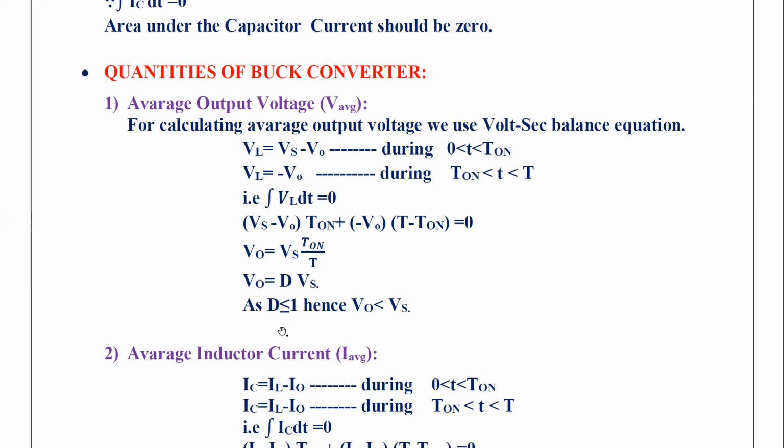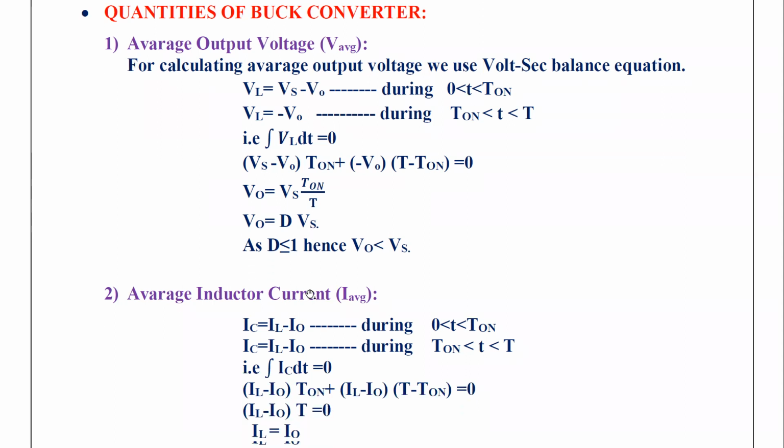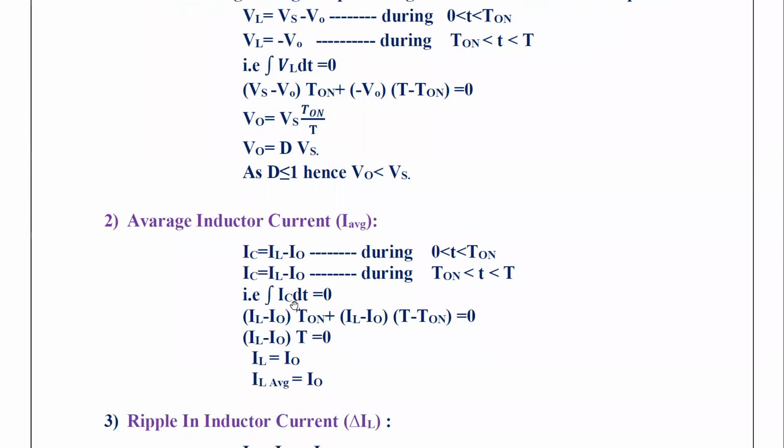Similarly, for calculating the average inductor current, I average, we have to take the ampere second balance equation. We have already discussed that for the volt second balance equation we calculate the voltage across the inductor, and for the ampere second balance equation we have to calculate the capacitor current in both turn on and turn off times. So capacitor current during turn on time is IL minus I naught, and similarly, capacitor current during turn off time is also IL minus I naught.